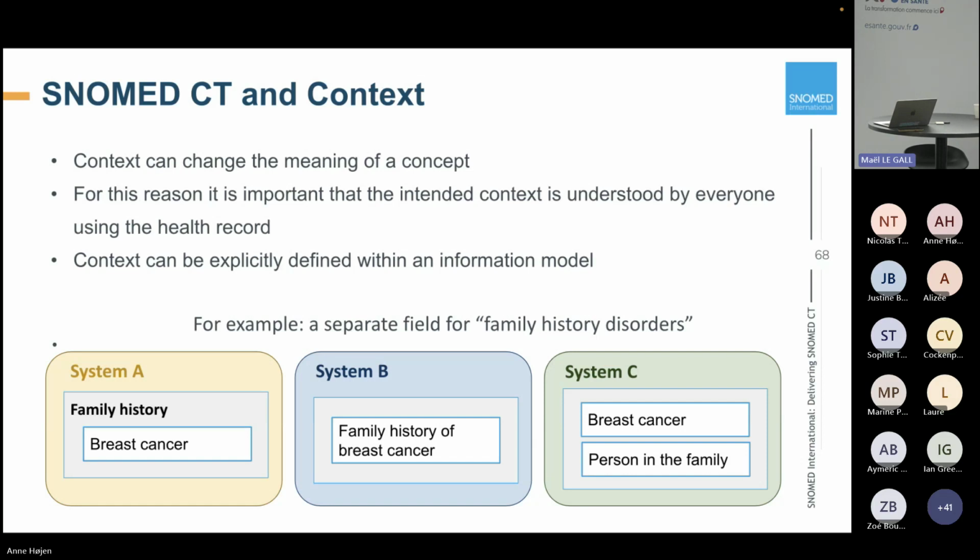We have a system with a very loose model, but we have 2 fields, one for the code, breast cancer, and another one for the subject, person in the family. So all of these systems are okay. They represent the meaning. If you want to record a family history, they all allow us to do it.